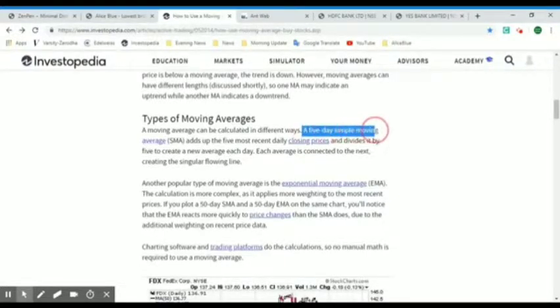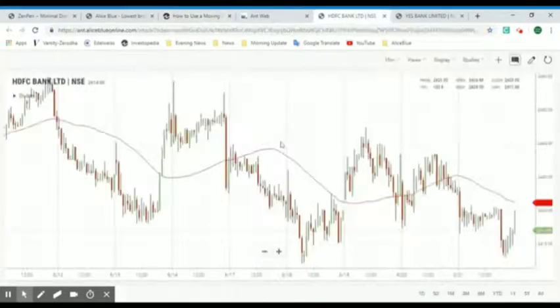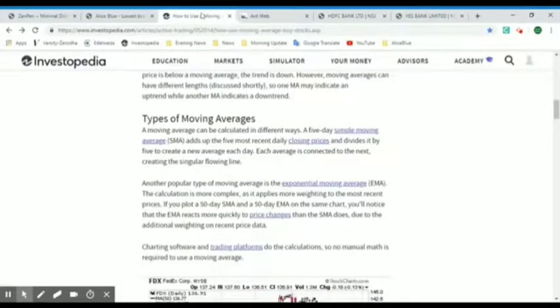So a 5-day simple moving average, as we have already seen, adds up the 5 most recent daily closing prices and divides it by 5 to create a new average each day, or basically each period. So each average is connected to the next and creates the singular flowing line. So this specific point here, as you can see, is an average of the last 50 periods. Since this is the 50 period moving average, the last 50 periods average is right here.